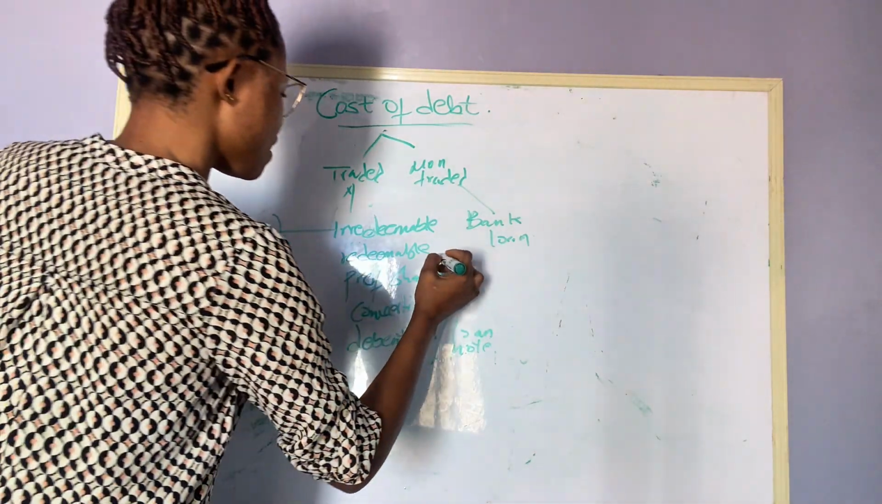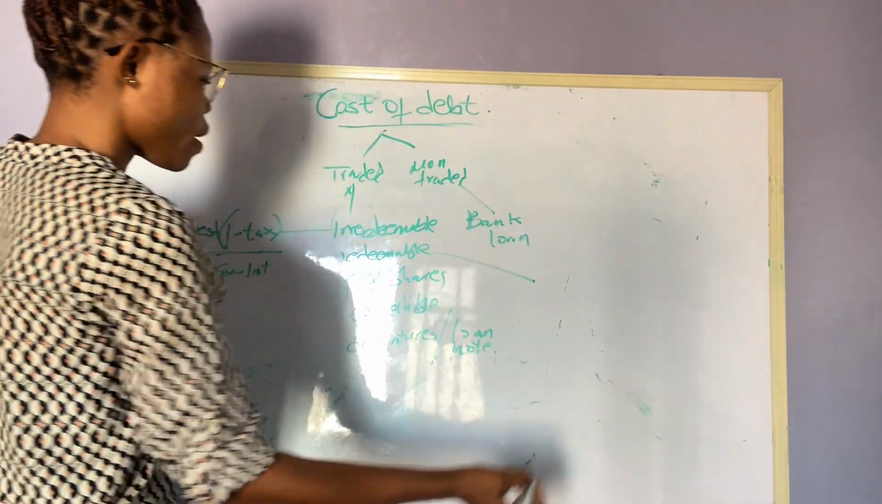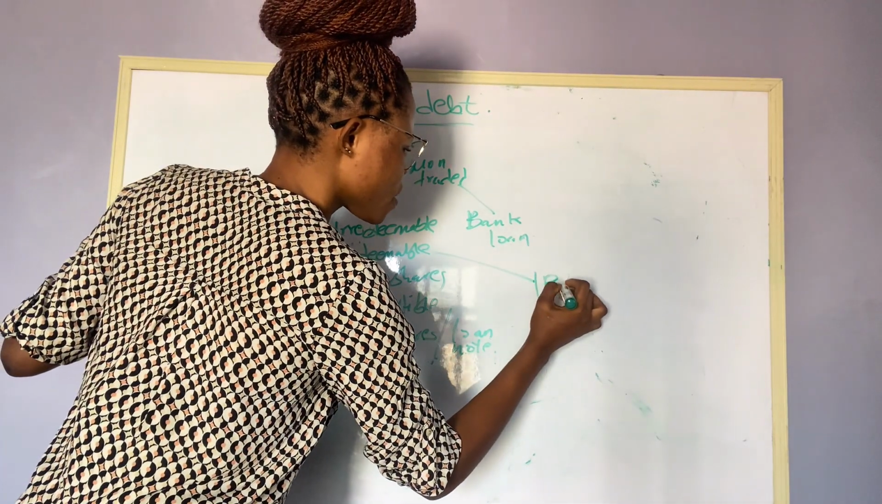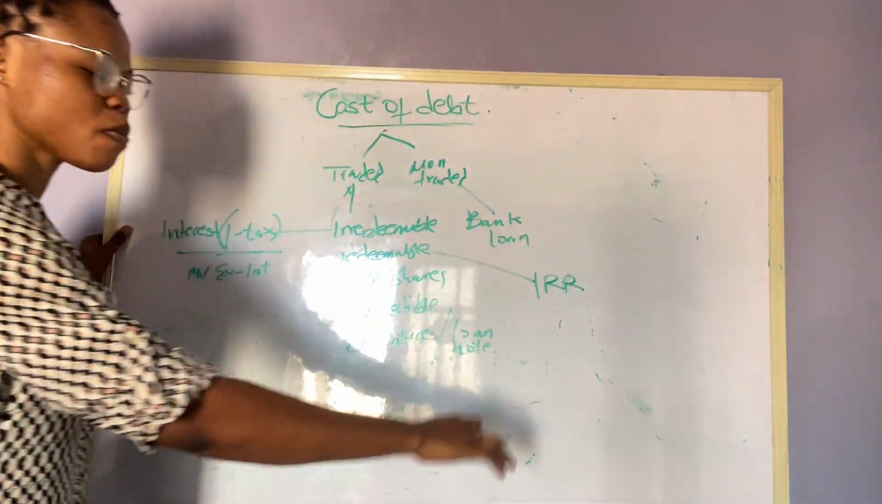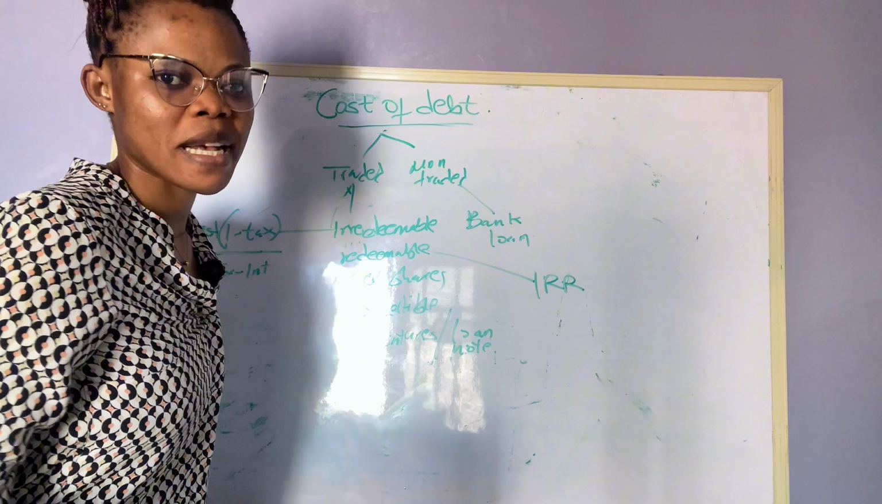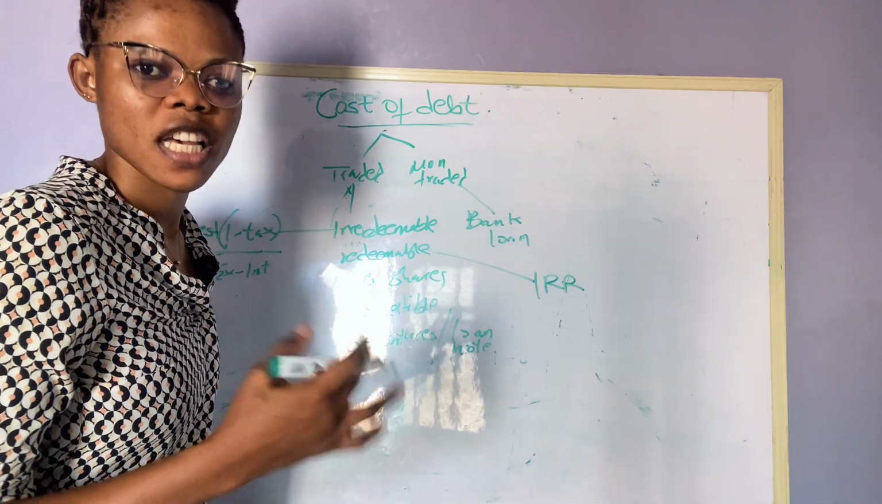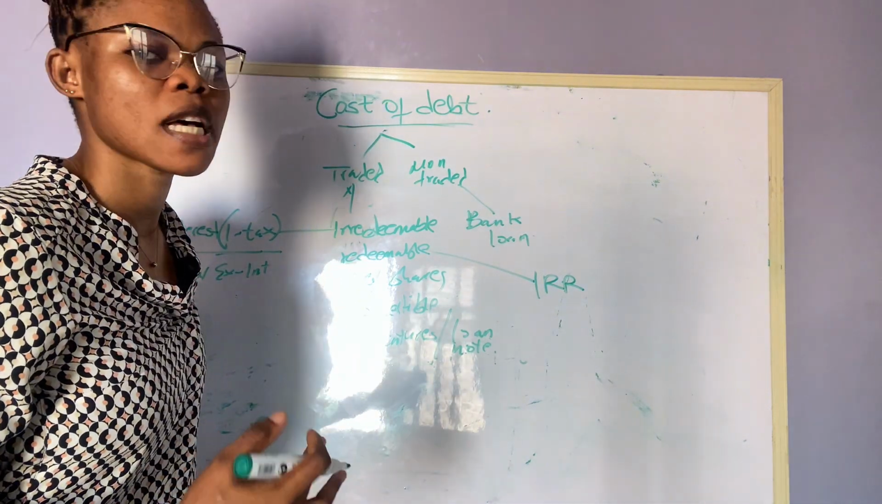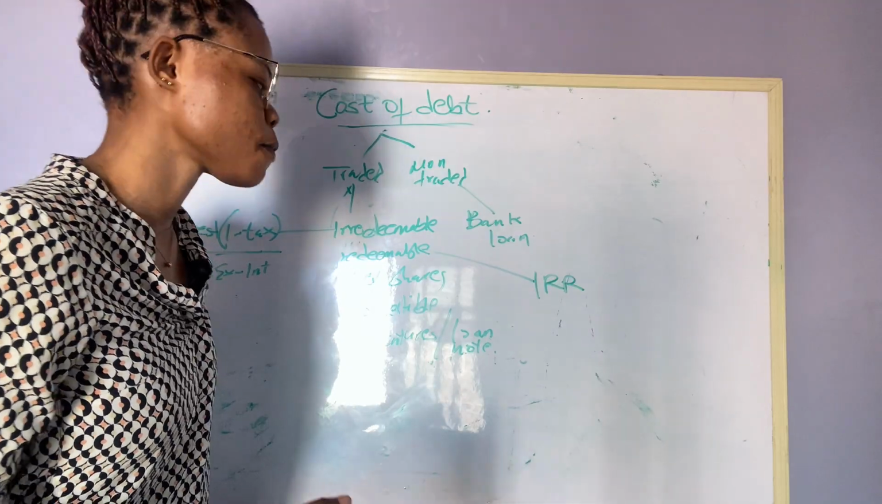So now that we are done with that, the next one we are going to use the internal rate of return, the IRR, to compute. We have to look for a percentage that is going to give us a negative value and one that will give us a positive value. Do you understand?